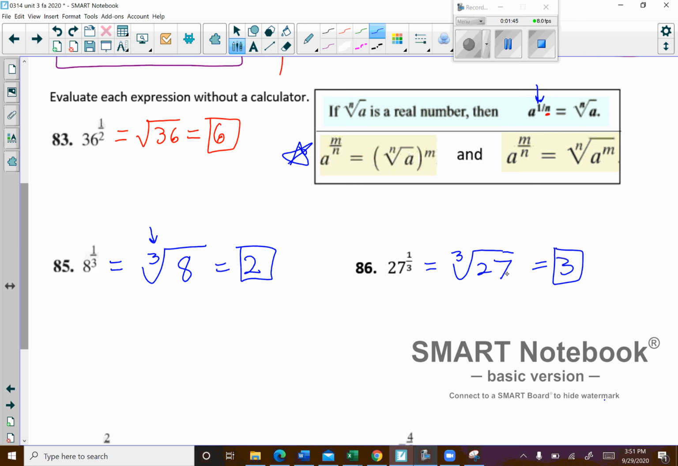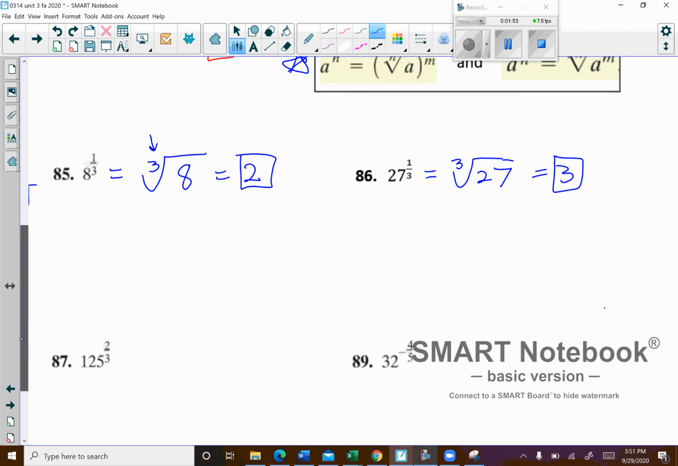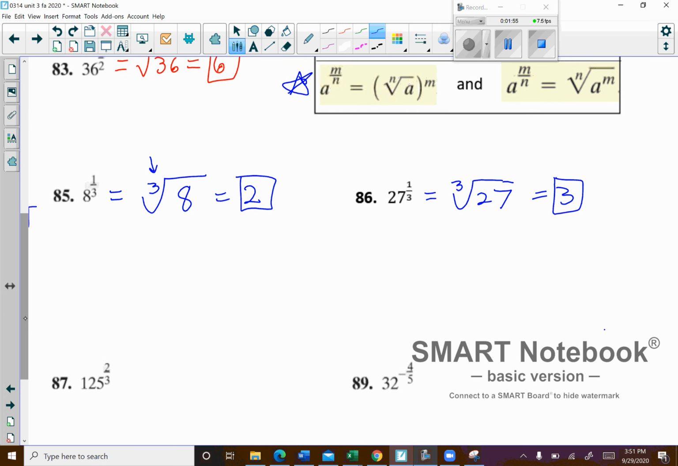All right, so now let me scroll up so we can see this all at once. Okay, so now we're going to see some examples where my numerator is going to be something other than a 1. So the denominator still is your index. That's never going to change. Then the numerator is going to become your power. The power can either go afterwards or it can go directly with the base.